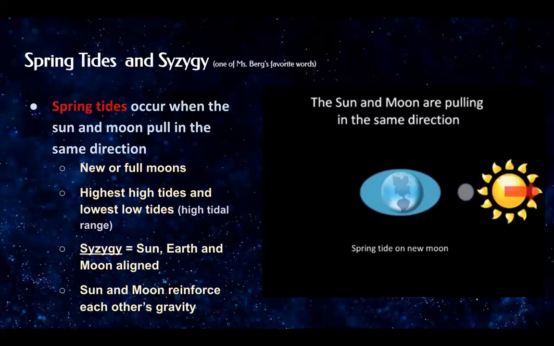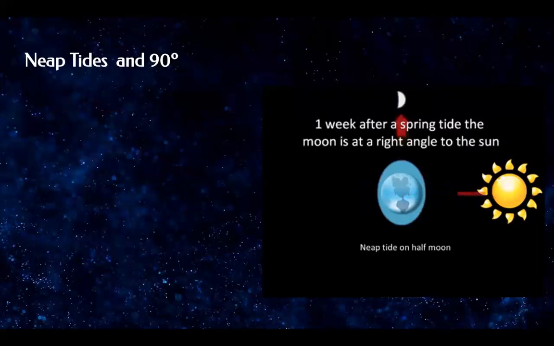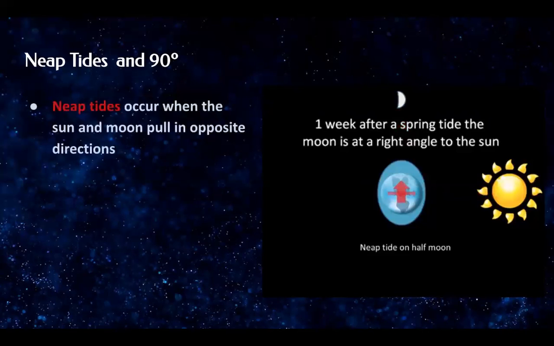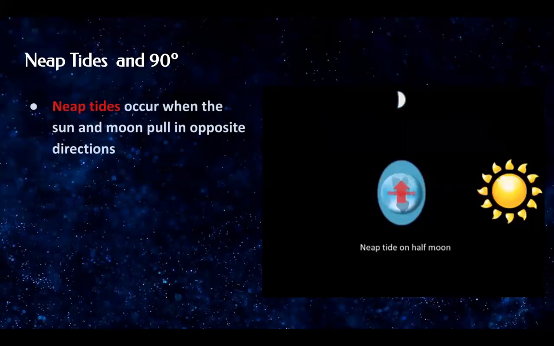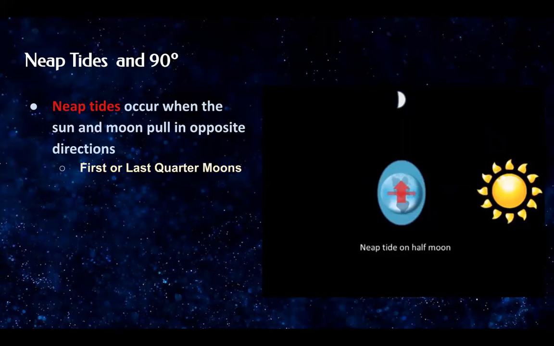That's spring tides. Neap tides, those are pretty neap. This occurs at 90-degree angles. So neap tides occur when the sun and moon pull in opposite directions. Instead of reinforcing each other, they're kind of battling for who can pull the most water. This occurs during a first or last quarter moon.